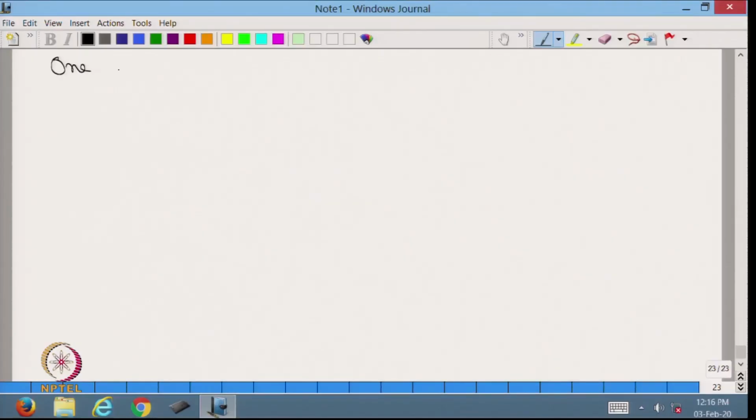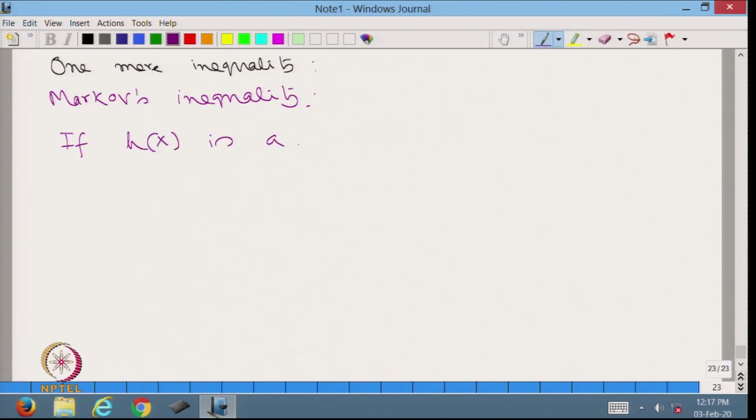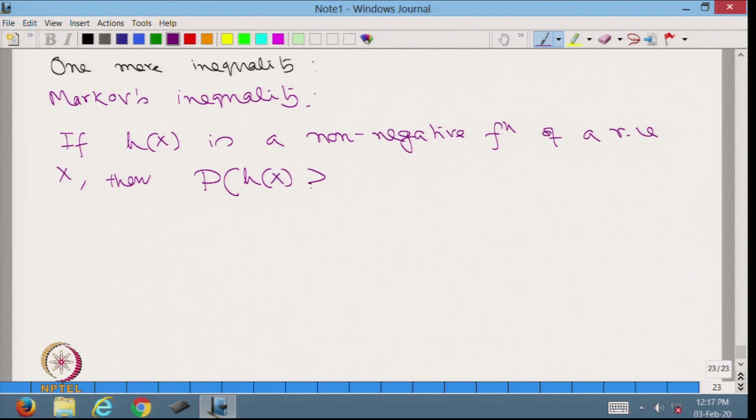One more inequality. This is called Markov's inequality, which states that if h(x) is a non-negative function of a random variable x, then probability h(x) greater than or equal to epsilon is less than or equal to expected value of h(x) by epsilon, if expected value of h(x) exists.